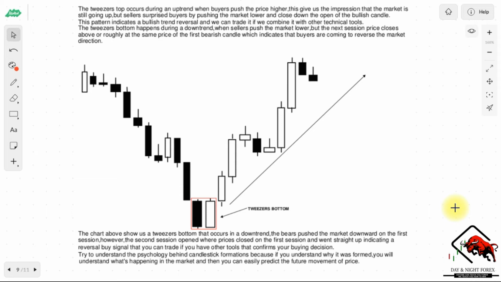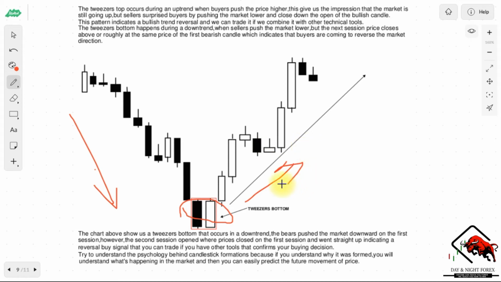So as you can see right here, we have a quick example where the market was falling down on a downtrend, and then this pattern formed right here at the bottom. Remember, when it forms at the bottom and the first candle is bearish and the following candle is bullish, that means now we're looking for a reversal at the end of a downtrend. So we're looking for buying opportunities in this market, and as you can see, that's exactly what happened in this example.